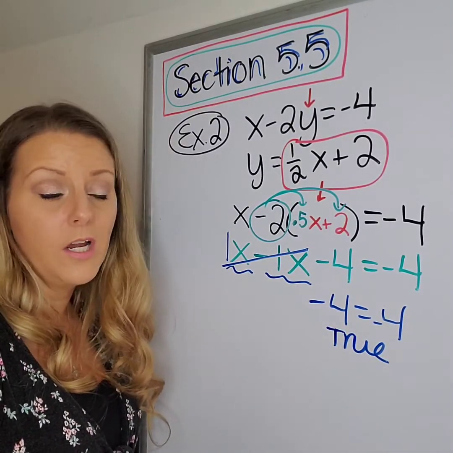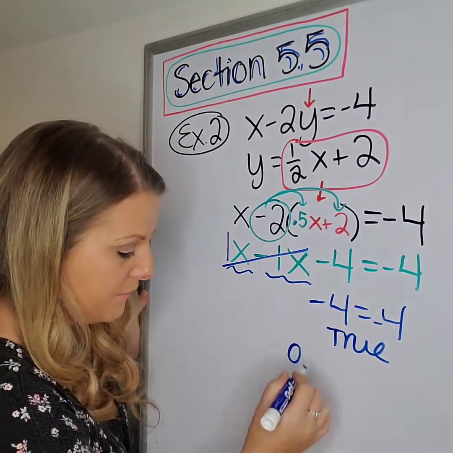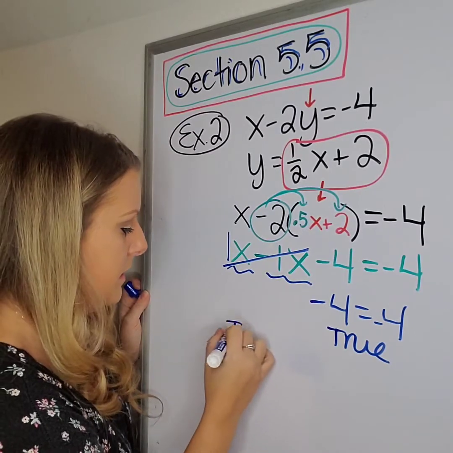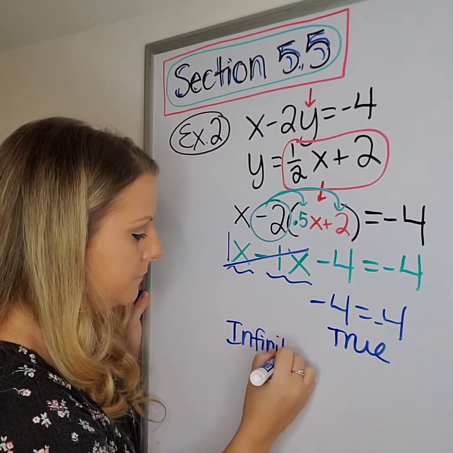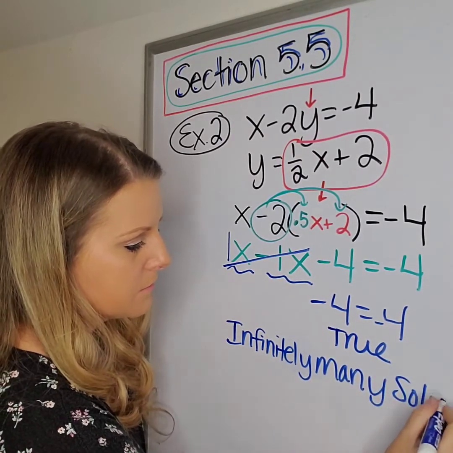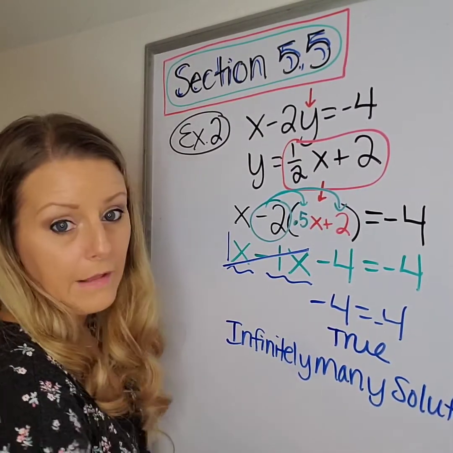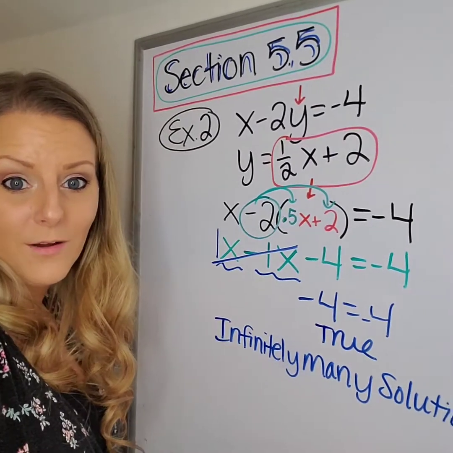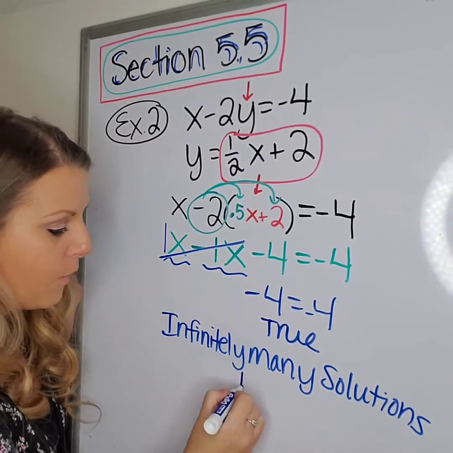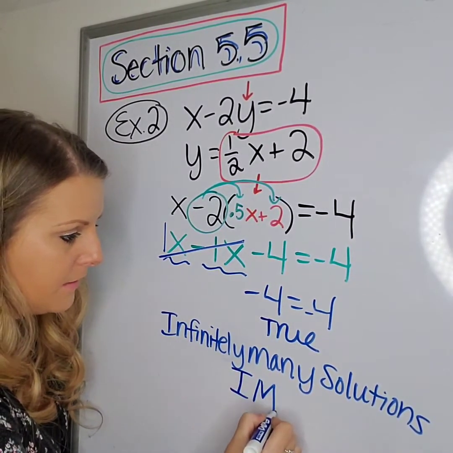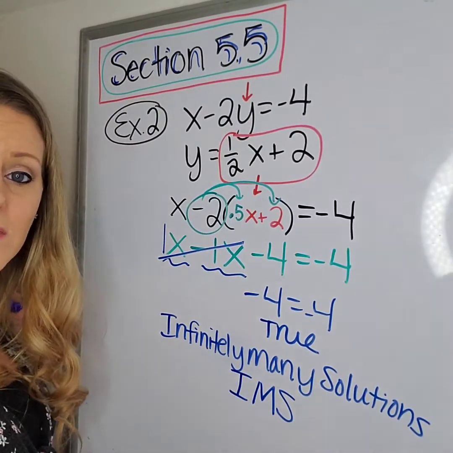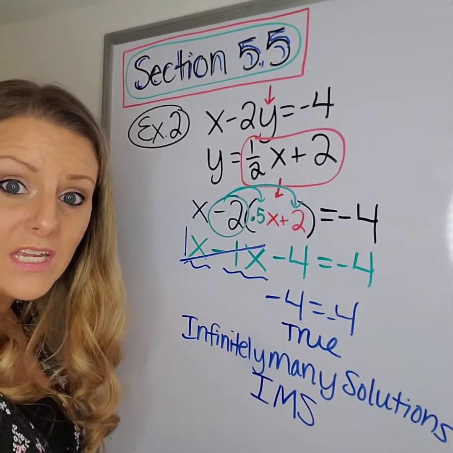So whenever you get a true statement, you're not going to write true. That's not the answer. You're going to write infinitely many solutions. Now that's a lot to write, okay? I'll move it over so you can see. Infinitely many solutions. So we can also write IMS for infinitely many solutions. It means that there's not just one answer, there's infinitely.